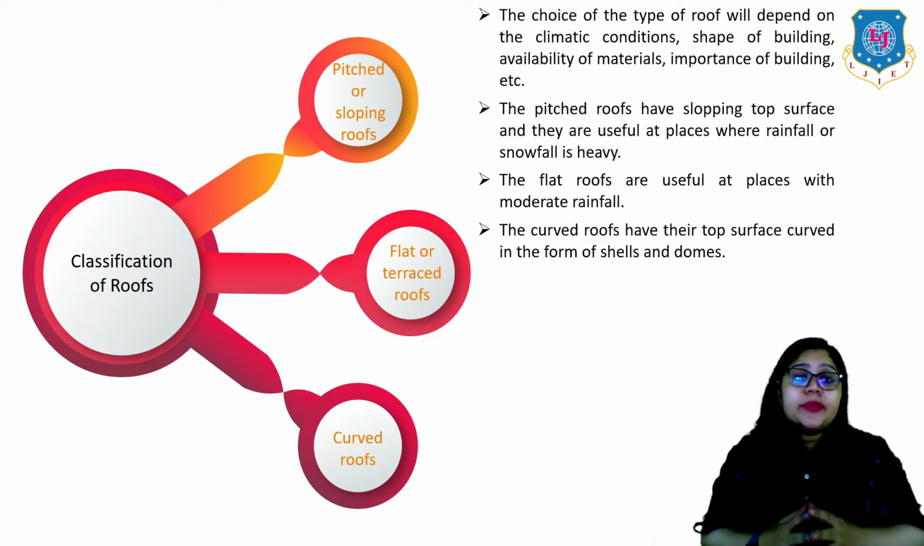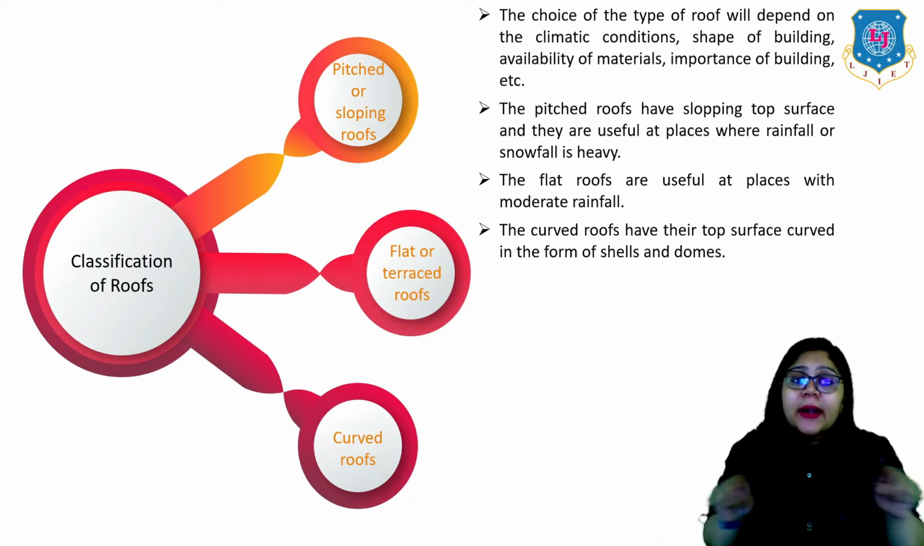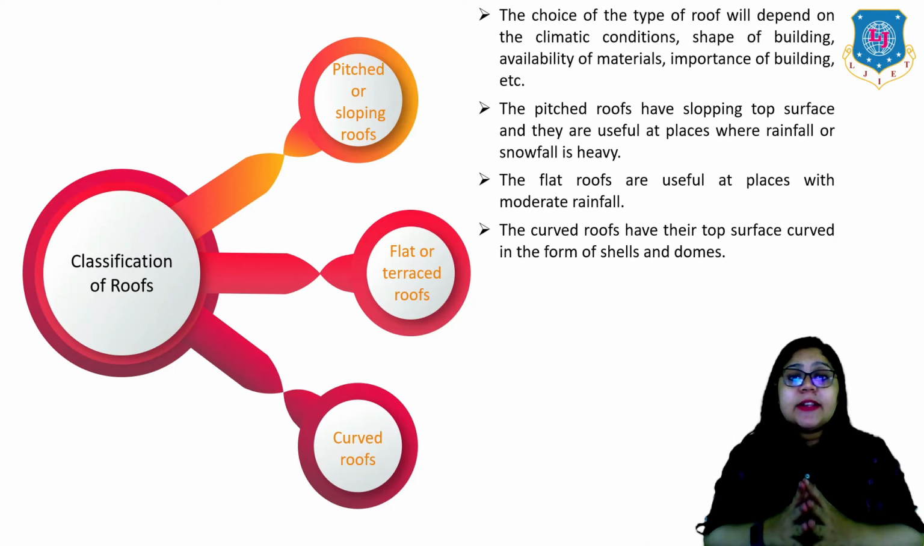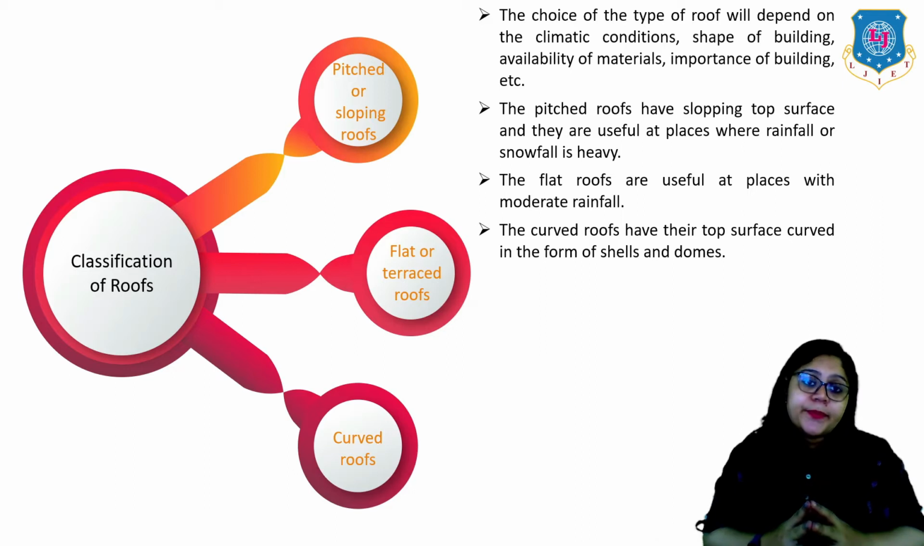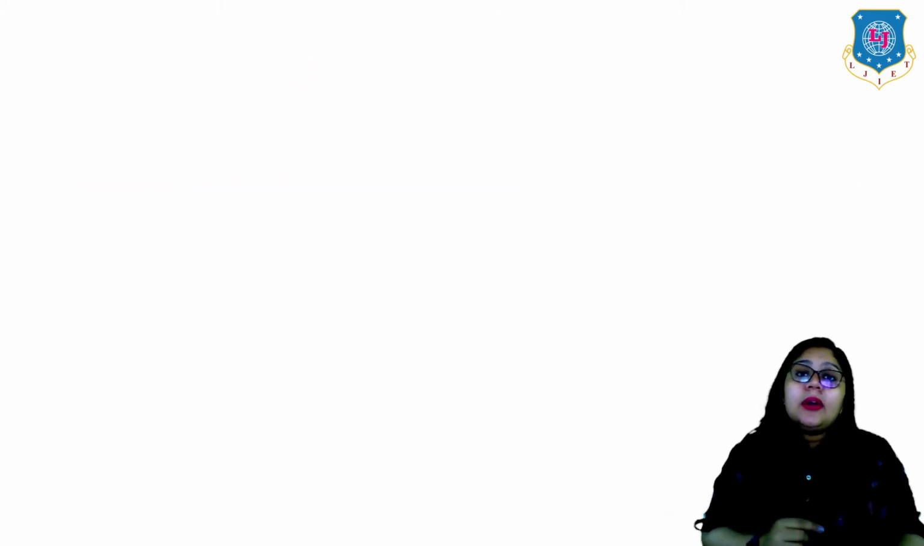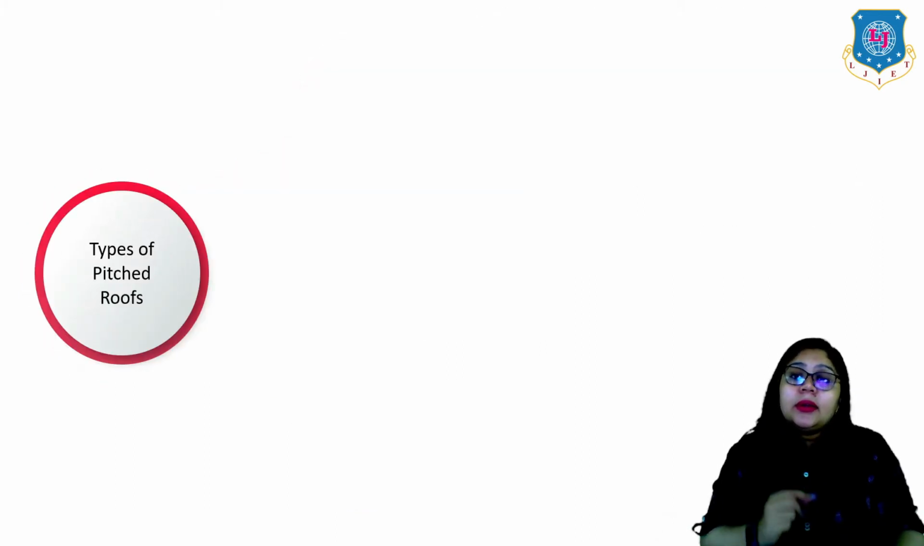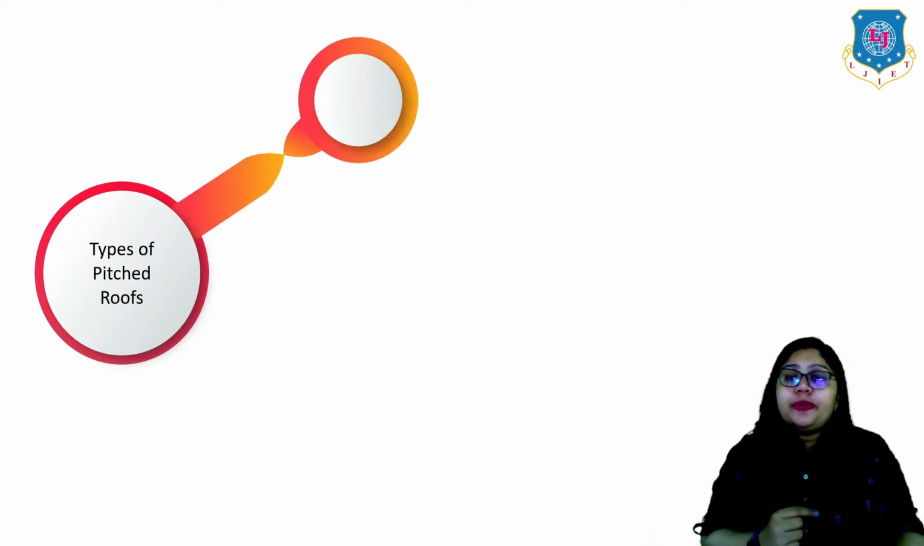The pitch roofs have sloping top surface and they are useful at places where rainfall or the snowfall is very heavy, right? While the flat roofs are useful at places with moderate rainfall. And the curved roofs have their top surface curved in the form of shells and domes. So now let us understand the different types of pitch roof first.